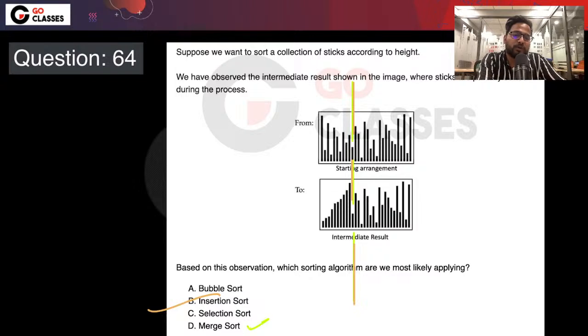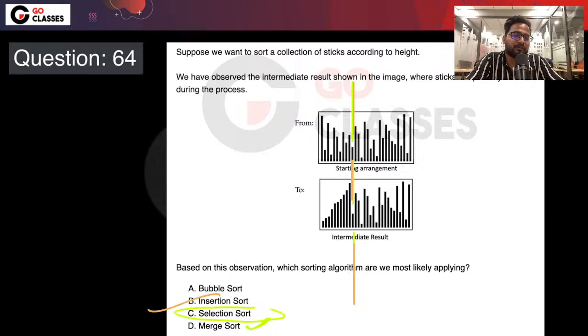See, for the merge sort you will be dividing in half and then sorting each half like this, right? First of all, this is not half, by the way. The half could have been something like this. Half could have been something like this. So this is not half, so that's why merge sort is not the answer.